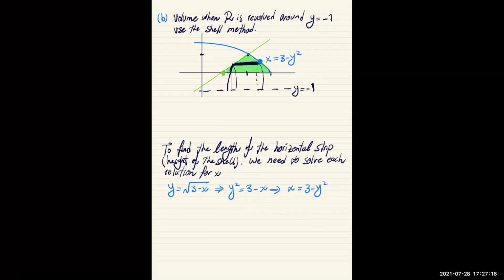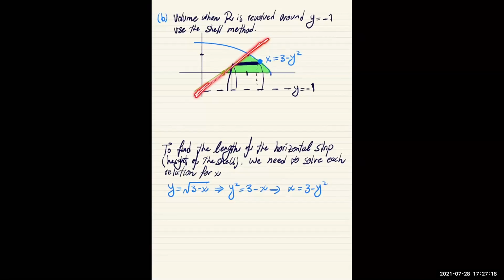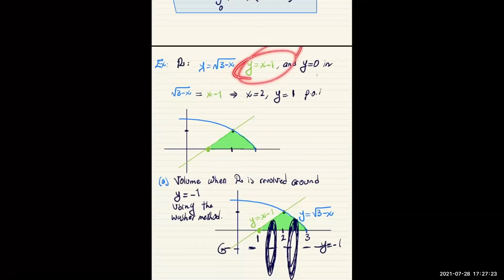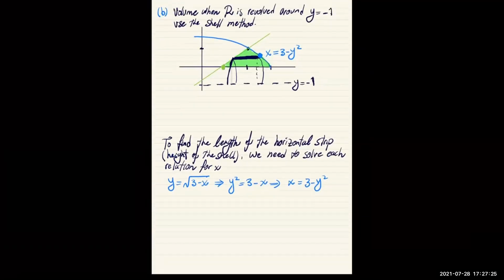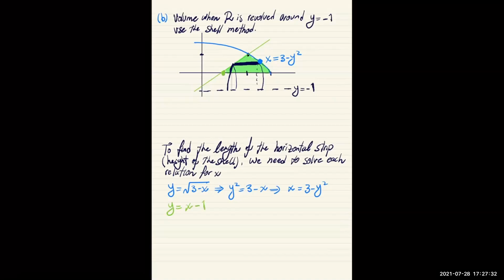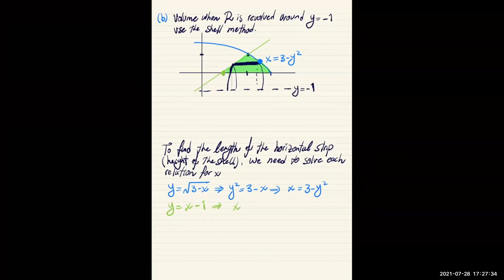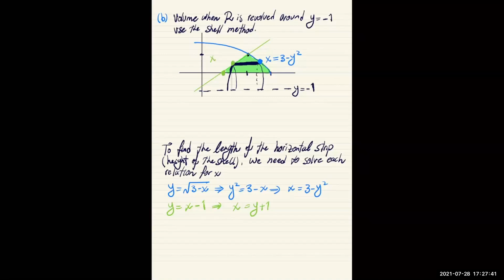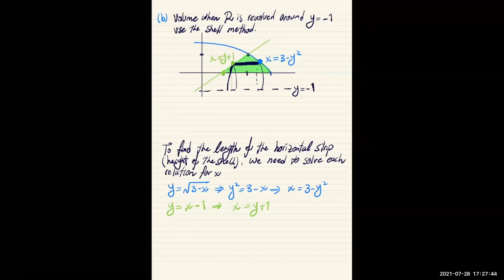Okay. I also need to solve this line for x. Our line's equation is y equal to x minus 1. Solve this for x. You get x equal to y plus 1. There we go. And this solves a big portion of the problem. It really does.